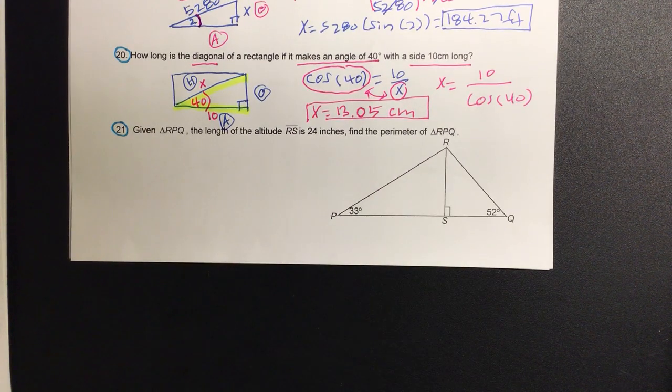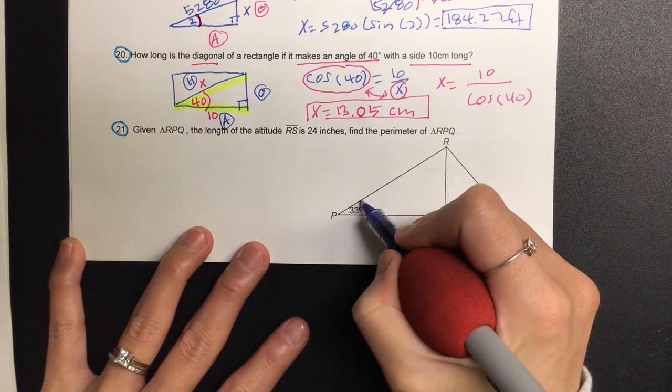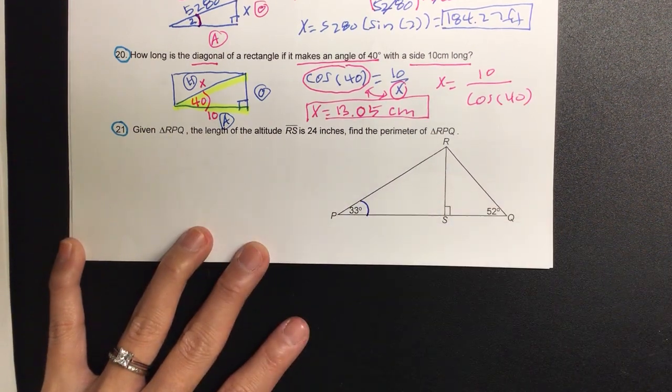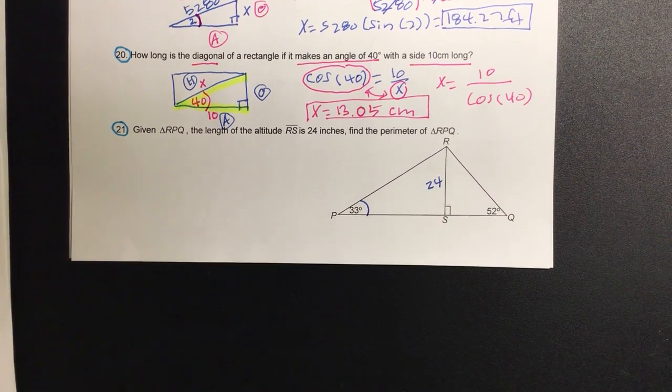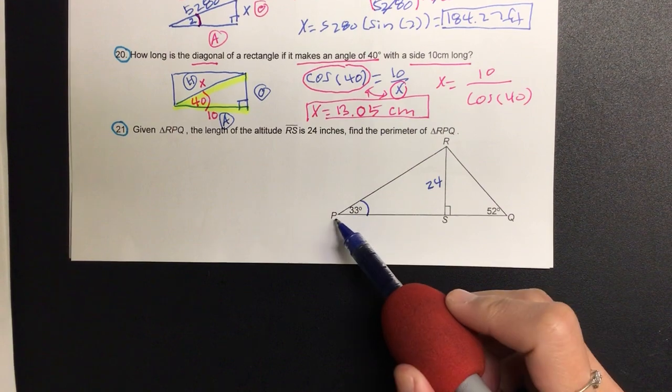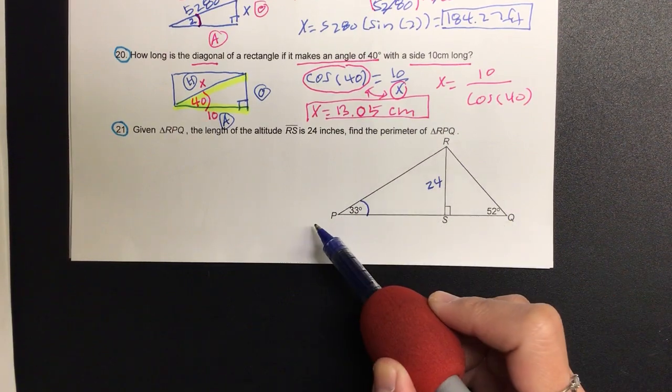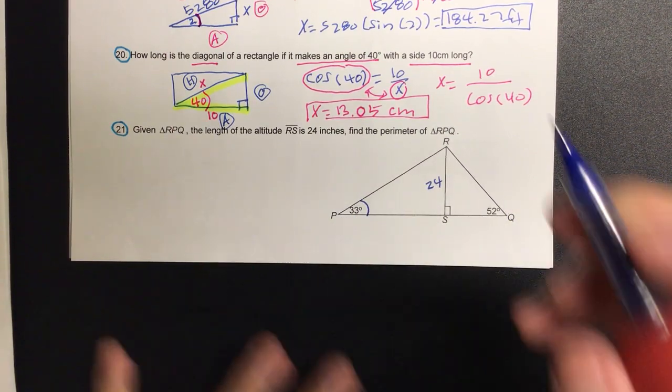All right, Kinder, let's read number 21, please. Triangle RPQ, the length of the altitude RS is 24 inches. Find the perimeter of triangle RPQ. So we're looking for the perimeter. I would start with one triangle. Let's start with this guy right here. And we know RS is 24. So really in the end, this is going to be 4 trig problems because I have 1, 2, 3, 4 individual segments. So let's start by labeling.